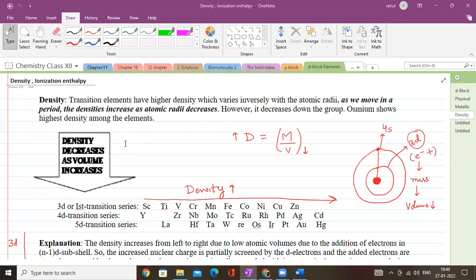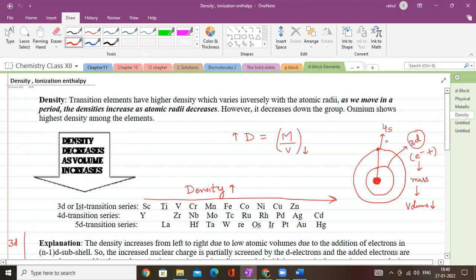Beta, now we are going to the topic which is called density. See, transition elements have a higher density, right? As we have already done, when you try to move from left to right in 3D series, the density will increase. See, we know what density is. Density is nothing but mass upon volume.